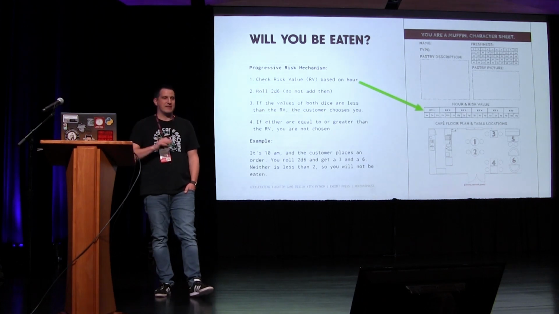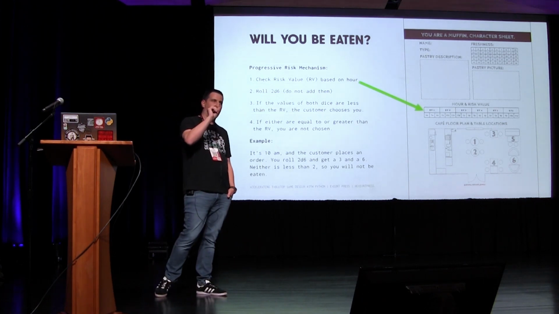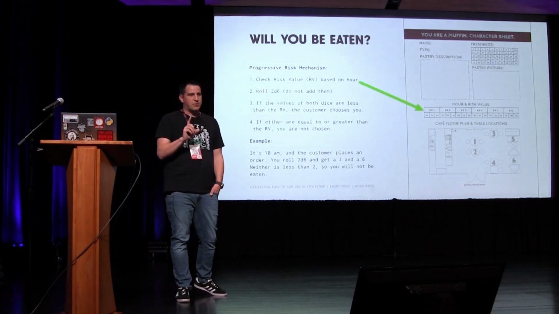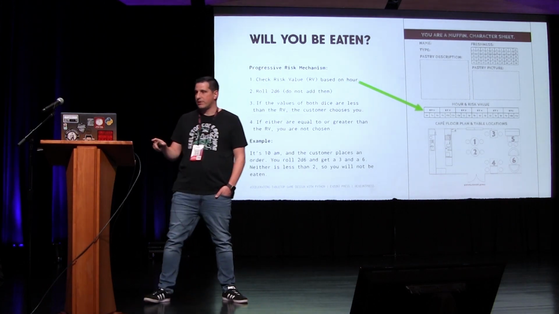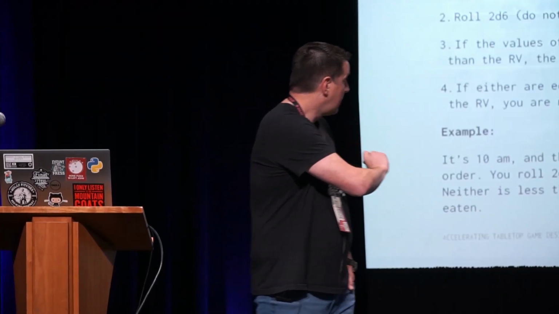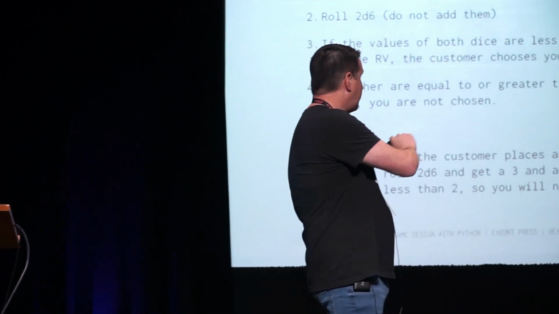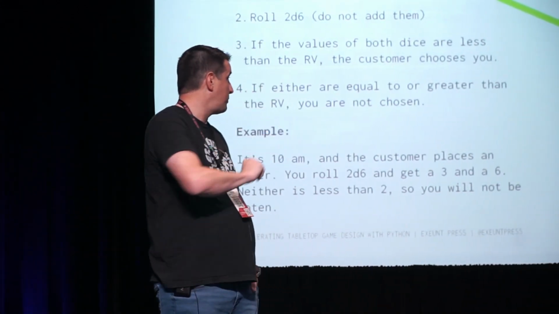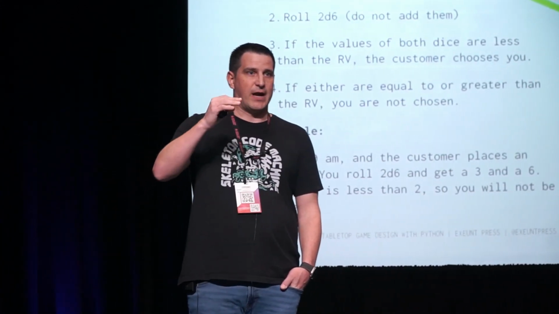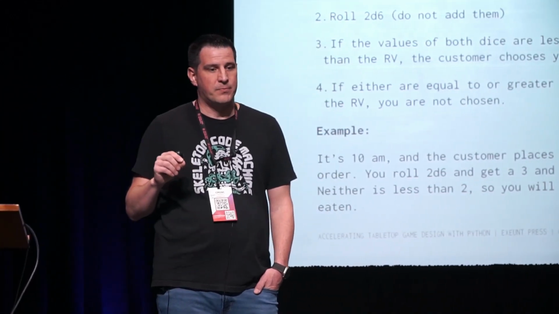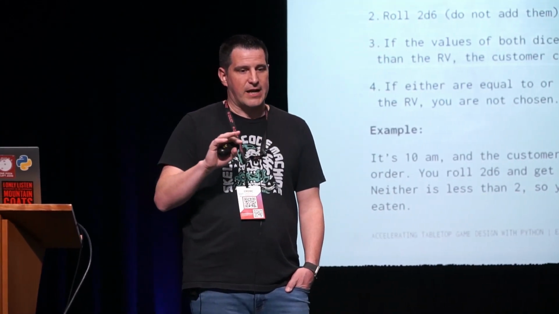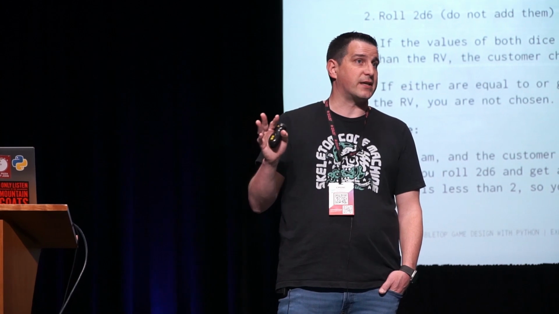So will you be eaten? This one has, again, just to pull one little mechanism out, a progressive risk mechanism. It's probably a little hard to see on the screen there, but the hour and risk value. So if the cafe opens up at 6 a.m. and each round you're advancing 1 hour, that risk value is going to gradually go up from 1 to 6.